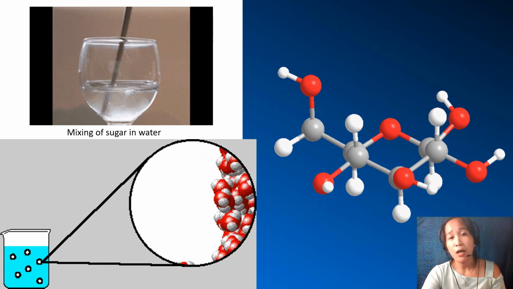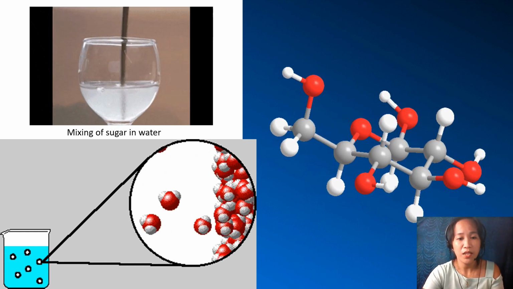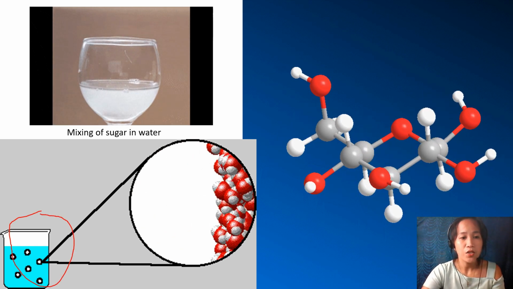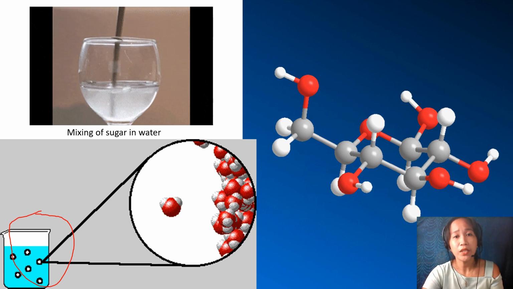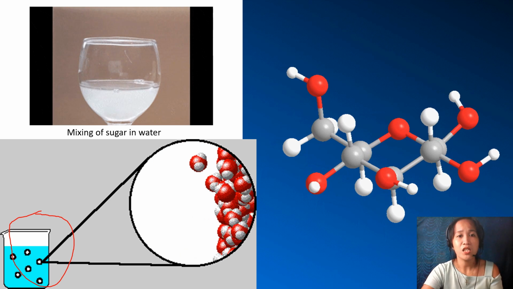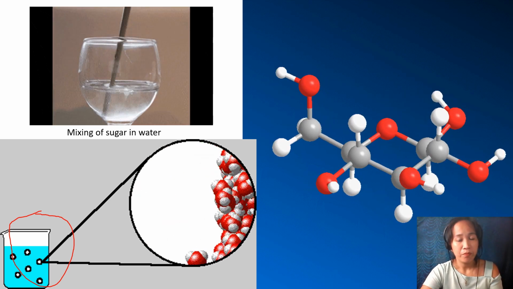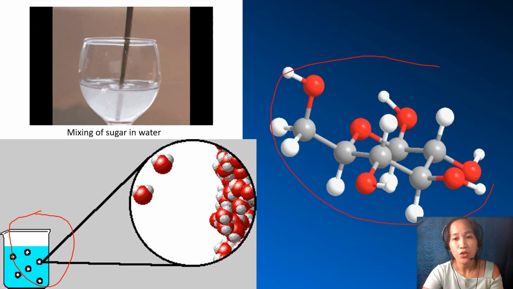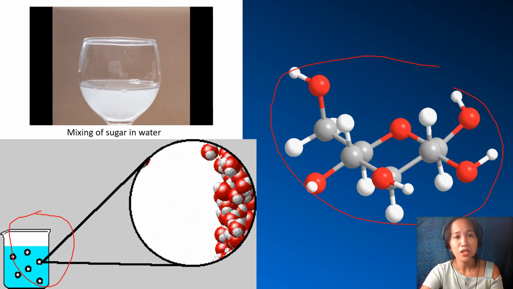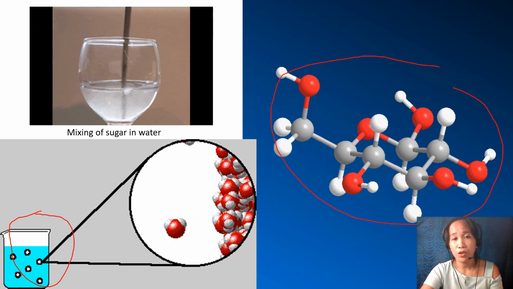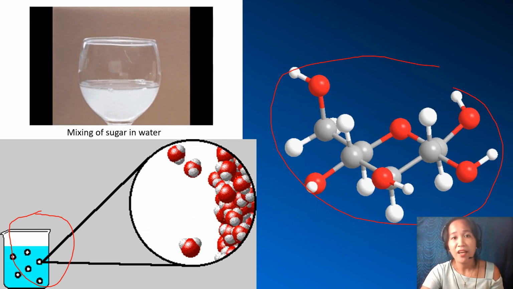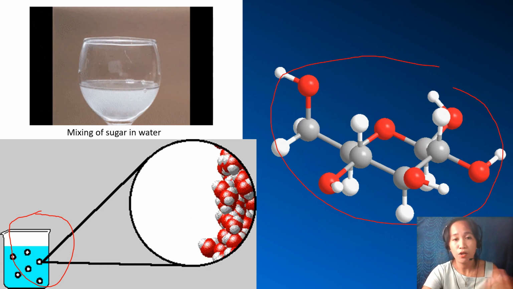The water is made up of tiny particles. Look at this one. So this is the water. As I have said, water is made up of tiny particles, molecules with spaces between them. And this one is the sugar molecules. Sugar is also made up of molecules, but bigger than the molecules of water. So the water molecules could fit in the spaces between the sugar molecules or vice versa.